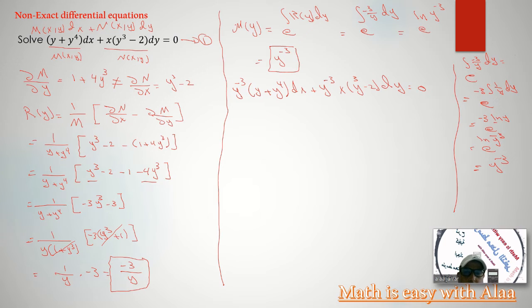Now y to the power negative 3 times y, it will be y to the power negative 2, plus y to the power negative 3 times y to the power 4, it will be y to the power 1, it means y, plus, now put x out, and y to the power negative 3 times y to the power 3, it will be y to the power 0, and y to the power 0 equals 1. Y to the power negative 3 times negative 2, it will be minus 2 y to the power negative 3 dy equals 0.